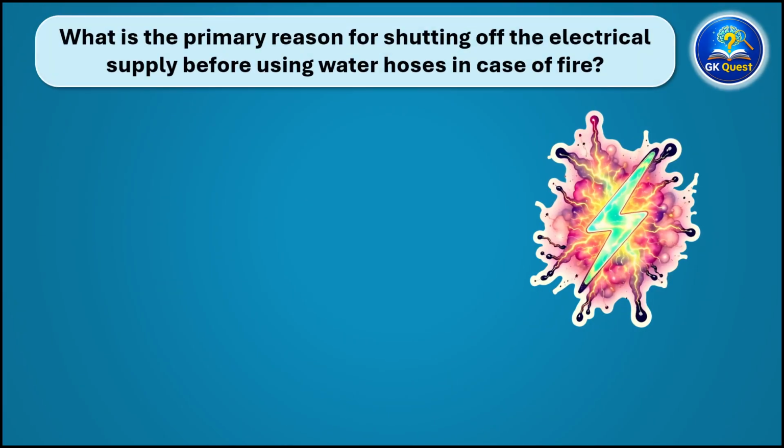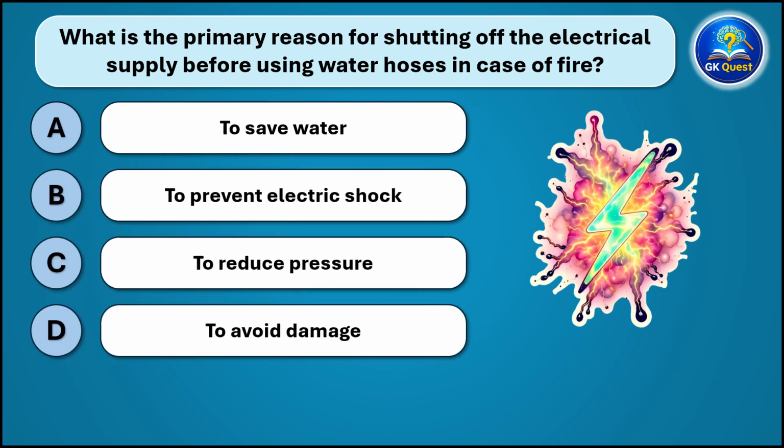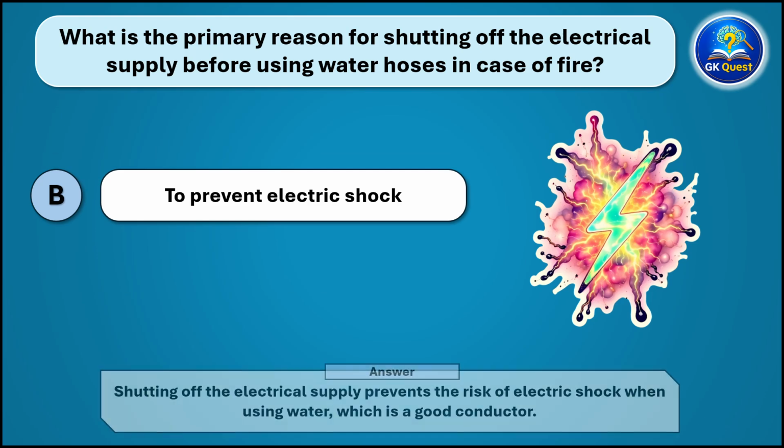What is the primary reason for shutting off the electrical supply before using water hoses in case of fire? And the correct answer is shutting off the electrical supply prevents the risk of electric shock when using water, which is a good conductor.